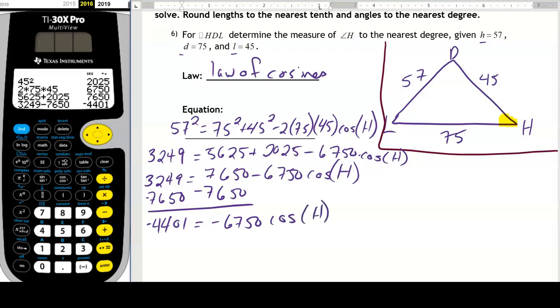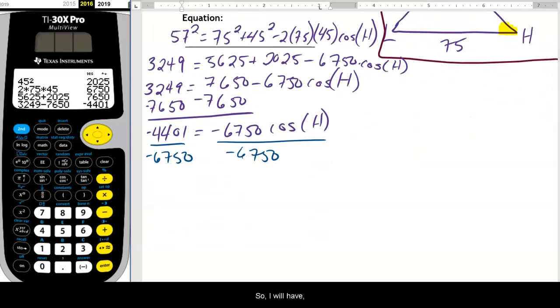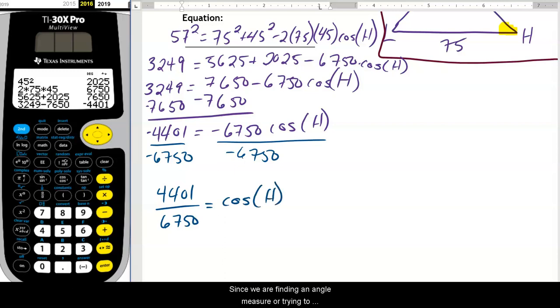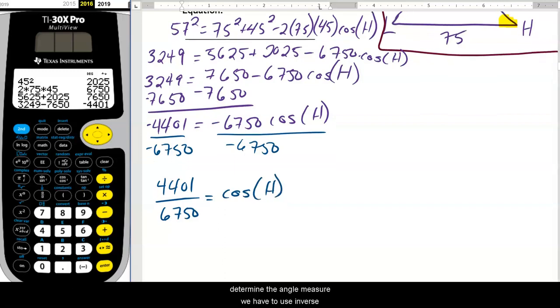So next, I'm going to divide both sides by negative 6,750. So I will have those signs for my division will divide out. Negative over a negative will become a positive. So I have 4,401 over 6,750 equals cosine H.